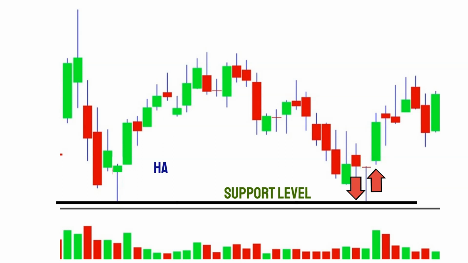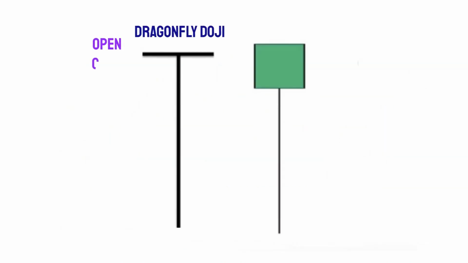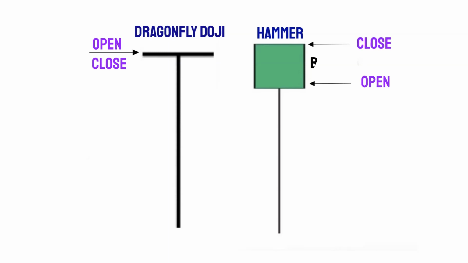The dragonfly doji pattern is similar to the hammer pattern. The only difference is the size of the body. In a dragonfly doji, the opening and closing prices are identical and there is no real body. A hammer candle has a small real body at the upper end.